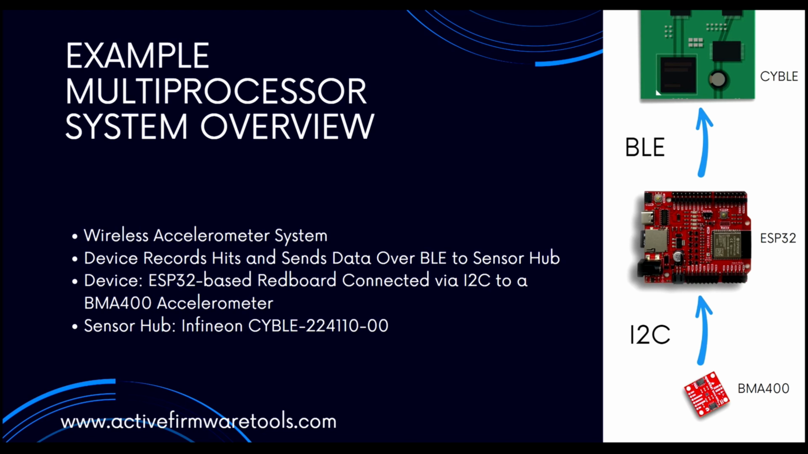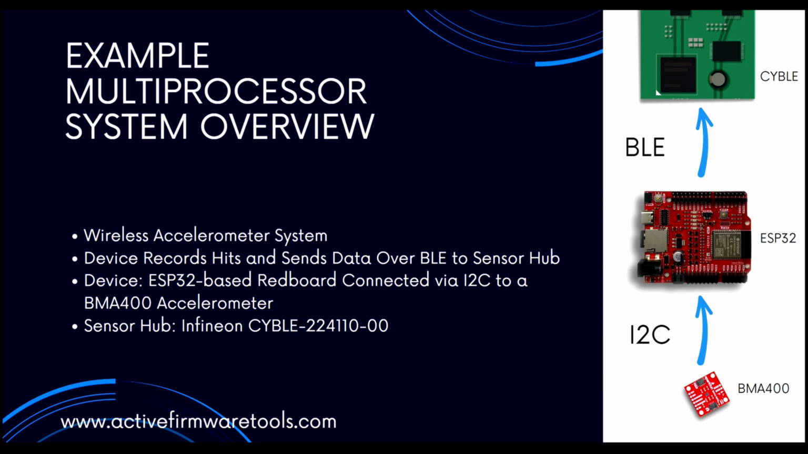But it basically is an accelerometer-based system where acceleration is sampled, and when a hit larger than a certain percentage is achieved, a Bluetooth BLE packet is sent across to another processor. In this case, it's a Cypress BLE part, now Infineon, I believe. And this is the architecture.